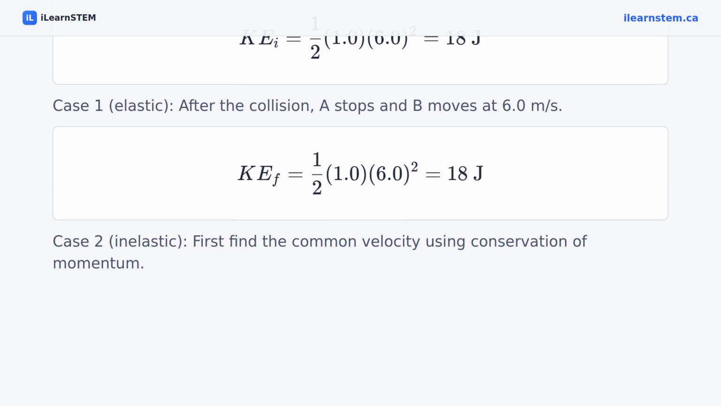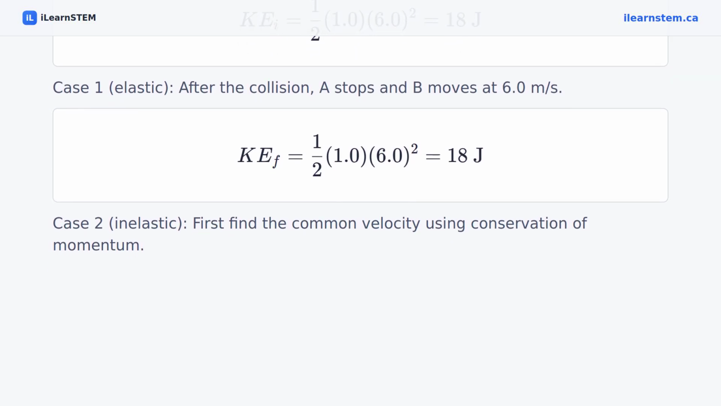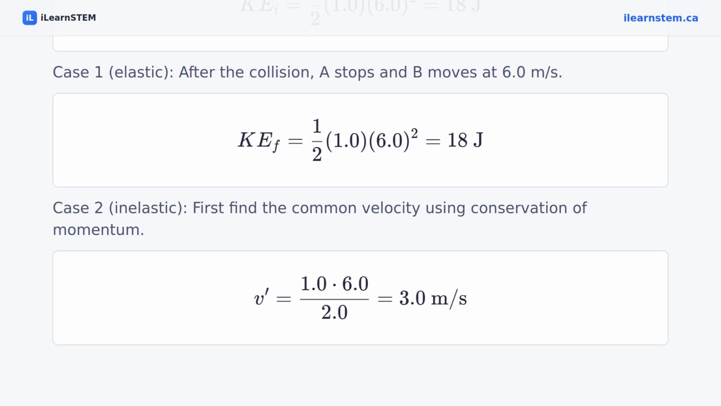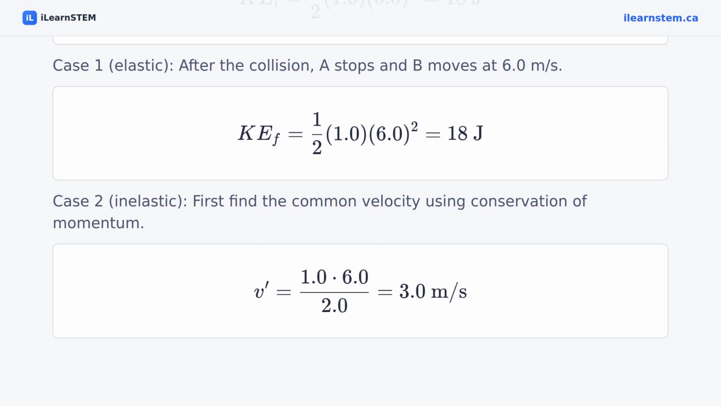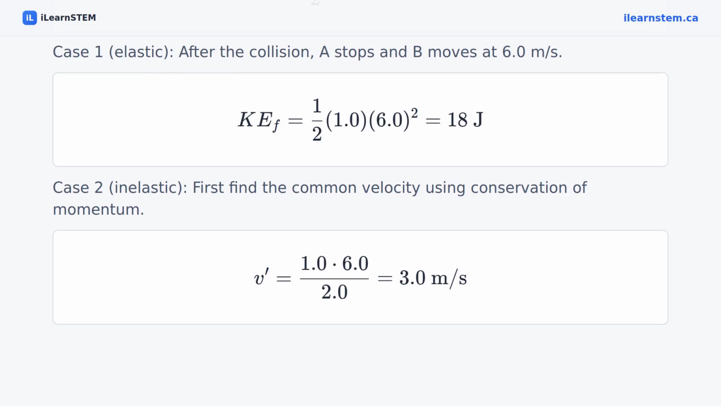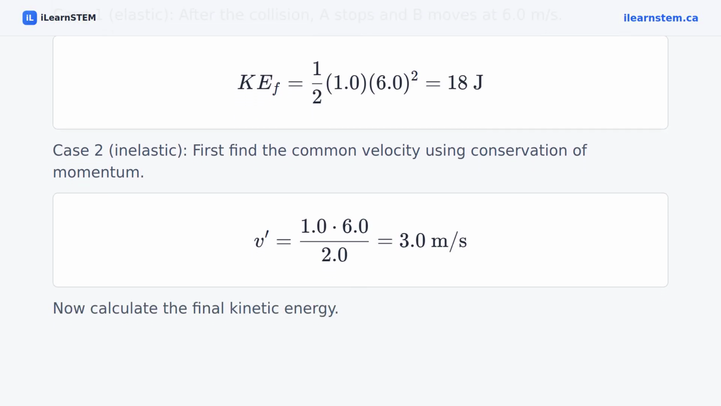For case 2, the inelastic collision. First, find the common velocity using conservation of momentum. The common velocity v prime equals 1.0 kilograms times 6.0 meters per second divided by 2.0 kilograms, which is 3.0 meters per second. Now calculate the final kinetic energy.